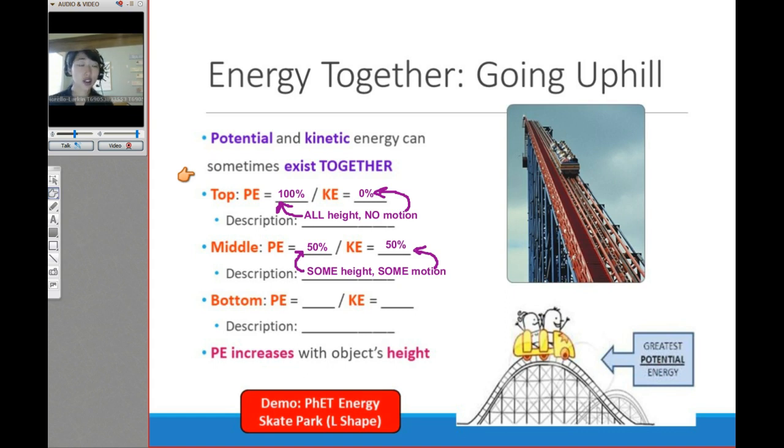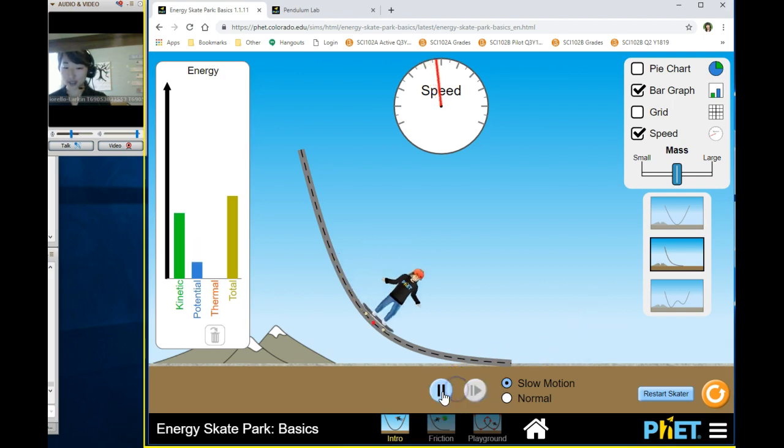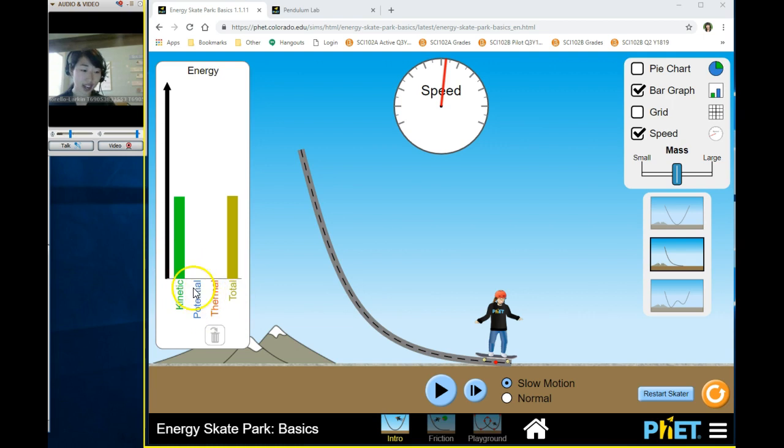Cool. All right, so let's go ahead and talk about what happens at the bottom. We're going to let our skater go to the very bottom. And what is happening now at the very bottom? Take a look at kinetic and potential energy. Describe what you see here for kinetic and potential. Tell me in the chat box. What are we seeing? Everybody, make sure you're participating.